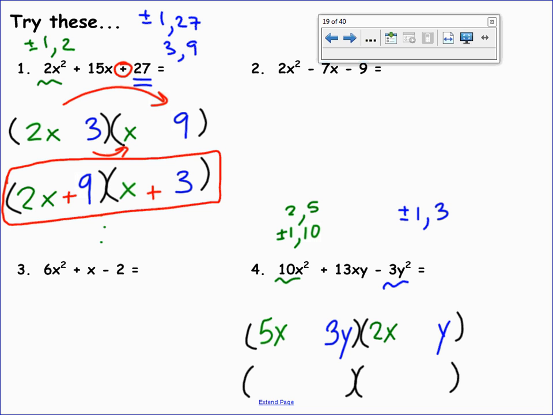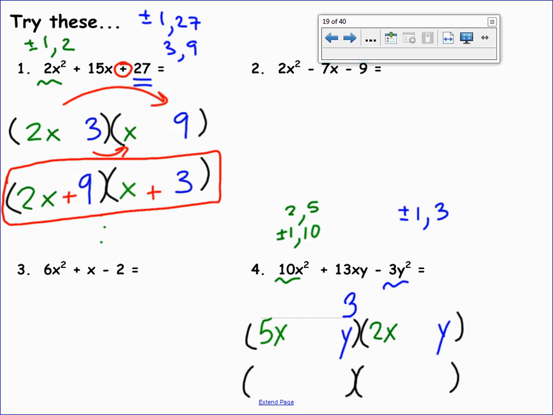5x times 1y is 5xy. And 3y times 2x is 6xy. Does 5xy and 6xy sum to 13xy? No, it's summed to 11xy, right? Or 1xy if I did subtraction. So that's not a winning combination. So what else could I try?